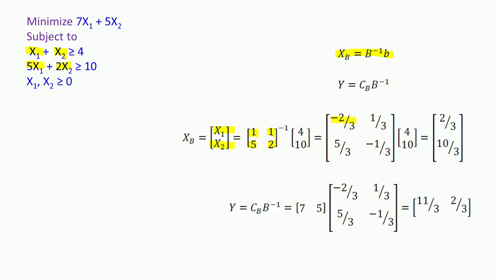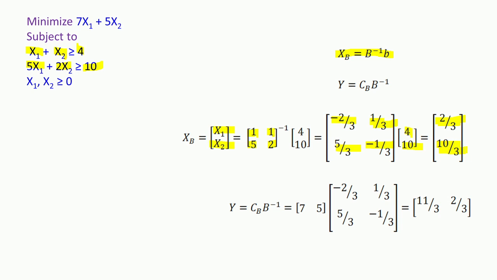So if we calculate the determinant, we will get B inverse. If we calculate the inverse, we will get B inverse this way. So, x is equal to B inverse b. This multiplied by the right hand side, 4 and 10, would give us minus 2 by 3 into 4 plus 10 by 3. So, minus 8 by 3 plus 10 by 3 is 2 by 3, and 5 by 3 into 4 is 20 by 3, minus 1 by 3 into 10 by 3 is 10 by 3. So, this is the solution to the primal.